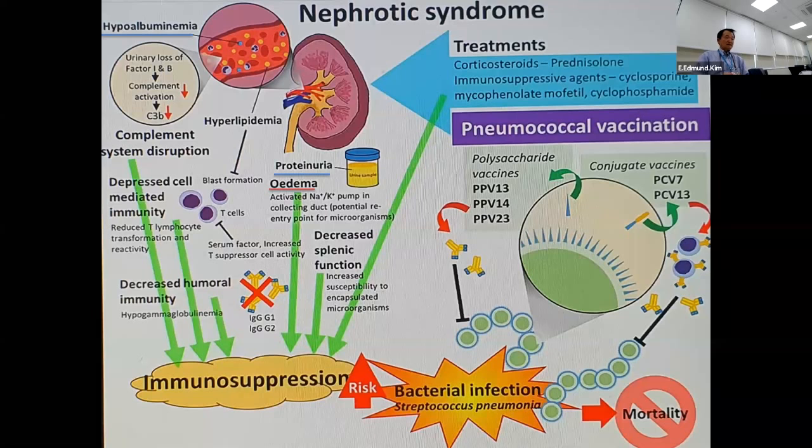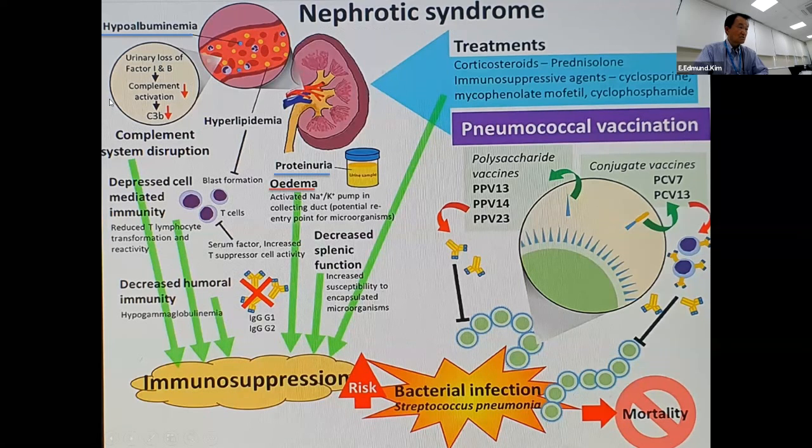So in nephrotic syndrome, you have basically three things. In the blood, less albumin, so hypoalbuminemia. Certainly in the urine, proteinuria. And then edema. So that's usually the clinical diagnosis of nephrotic syndrome.